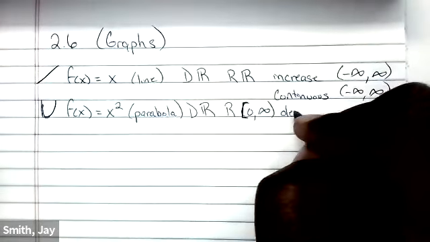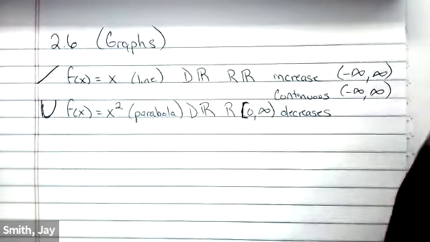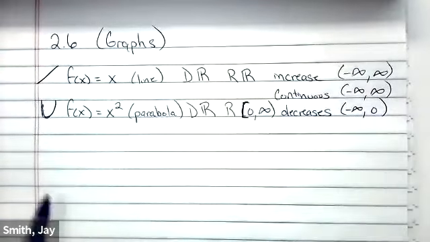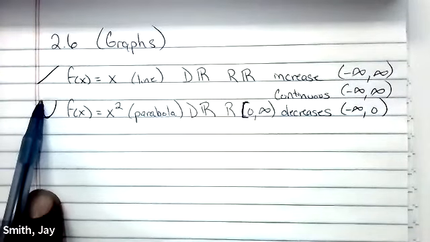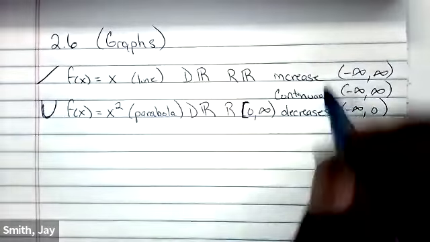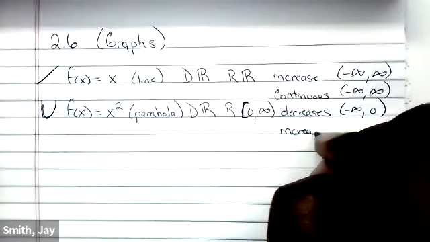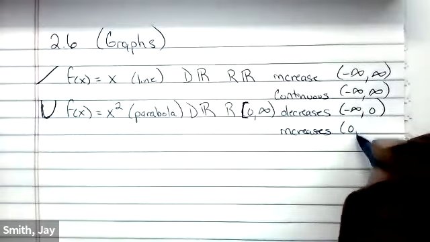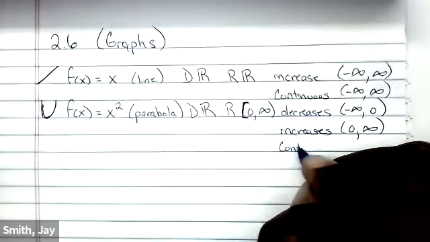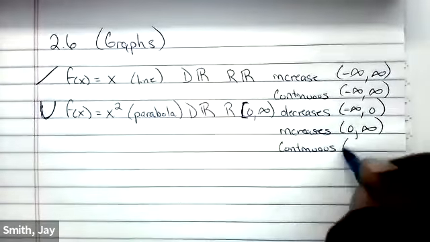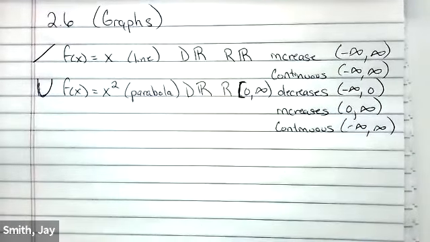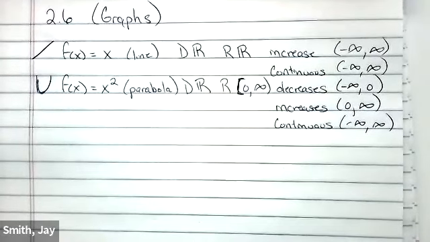And this function decreases from the interval negative infinity to 0, where it's going down the page from left to right, all the way from negative infinity to 0. Then it turns and goes up the page. So it's increasing from 0 to infinity. And this function is also continuous from negative infinity to infinity. To say a function is continuous just means there are no holes, no breaks, no jumps in the graph.